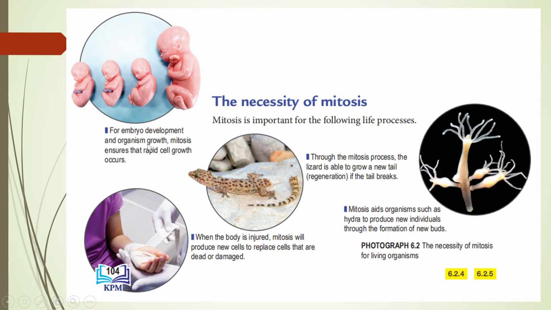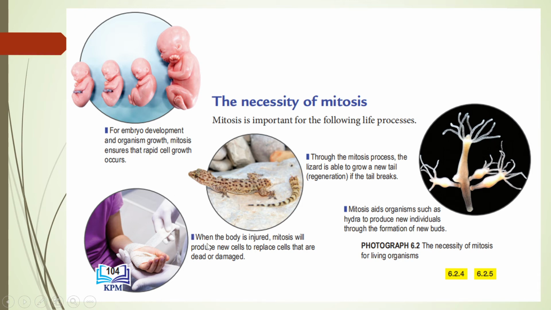So first and foremost is growth. For an embryo to grow, mitosis is needed, rapidly, because we are formed from the fusion of the sperm of our father and the ovum of our mother. So we originate from one cell, and then from one cell, mitosis happens, cell division. One cell forms two, two form four, four form eight, and so on. That is how we grow. So number one, the significance of mitosis is organism growth.